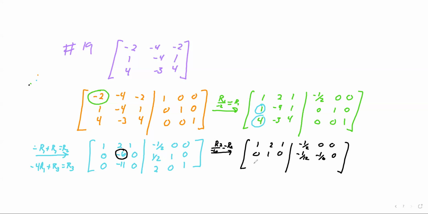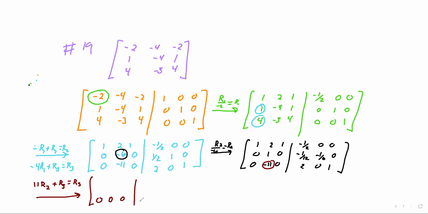And then the goal now is to make this guy a 0. So to do that, I'm going to take row 2 and multiply it by 11. So row 2 times 11 plus row 3 will give me a new row 3. All right, so if I do that, 11 times 0 plus 0 is 0. 11 times 1 plus a -11 is 0. 11 times 0 plus 0 is 0.